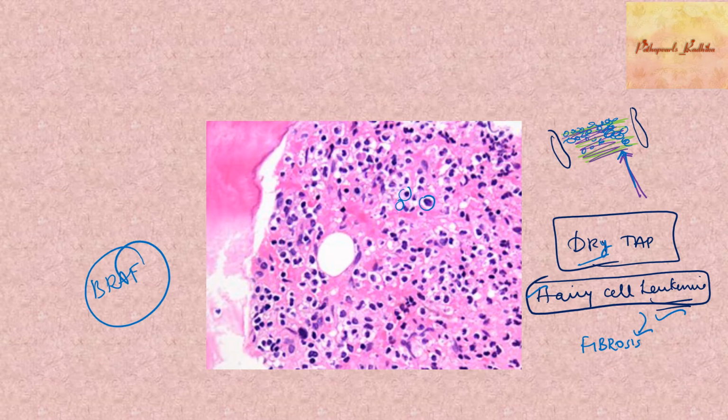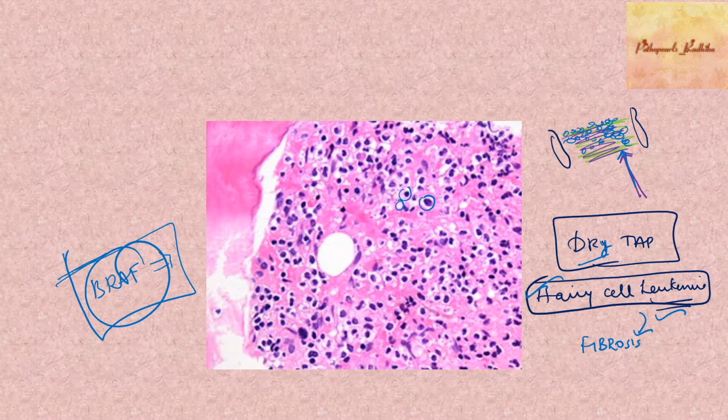Okay, so you can post in the comments what are the other malignancies associated with BRAF mutation, which again I have discussed twice, I guess. So tell me in the comments what are the other conditions associated with BRAF mutations. Tomorrow I'll update what are the other conditions associated with BRAF mutation. So are you clear now why hairy cell leukemia is going to cause a dry tap?